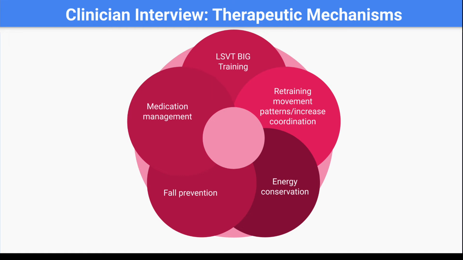LSVT BIG training is a certification therapists can receive to aid Parkinson's patients during treatment. This form of rehabilitation includes patients recreating big, exaggerated movements to help increase body movements, coordination, and verbal awareness. When working with Parkinson's patients, it's important to include high repetitions in any activity to encourage the retraining of movement patterns and strength. Energy conservation is a priority as Parkinson's patients fatigue very quickly with walking and other activities. Energy conservation allows patients to participate in activities they enjoy.